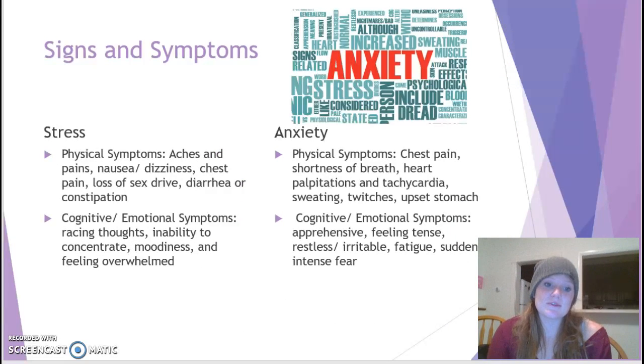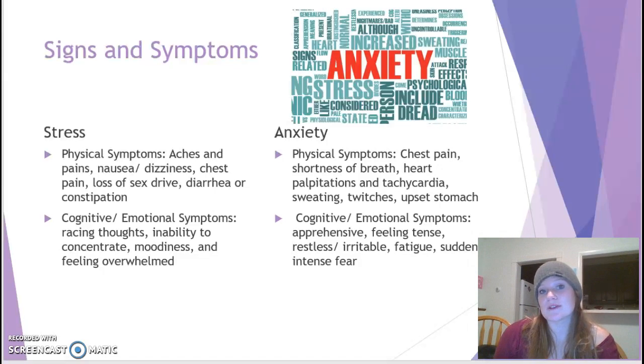So we've got signs and symptoms. Physical and cognitive symptoms are very similar with stress and anxiety. With stress, there are aches, pains, nausea, chest pains, changes in sex drive, diarrhea, and constipation as some of the physical ones. And then the cognitive and emotional ones are racing thoughts, inability to concentrate, moodiness, and feeling overwhelmed. And then anxiety.